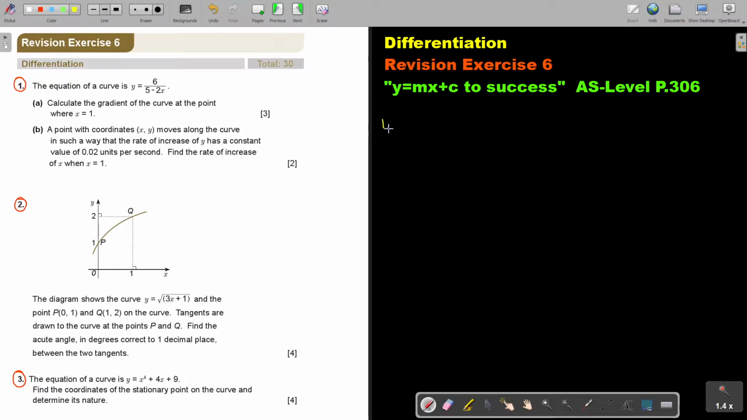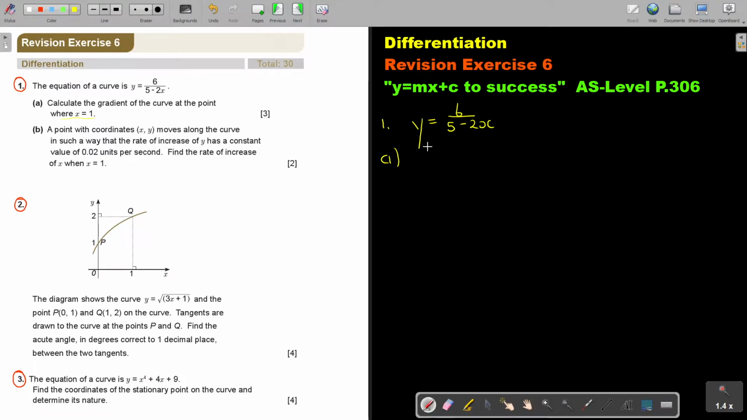Let's start with number 1. The equation of the curve, and let's just write it down, is y equals 6 over 5 minus 2x. Okay, let's start with part A. Calculate the gradient of the curve at the point where x is 1. As soon as you see gradient of a curve, think differentiation.